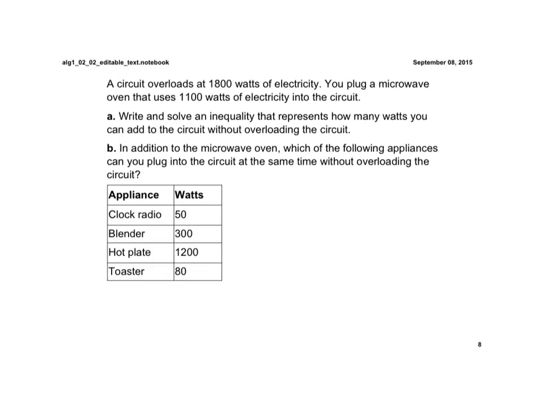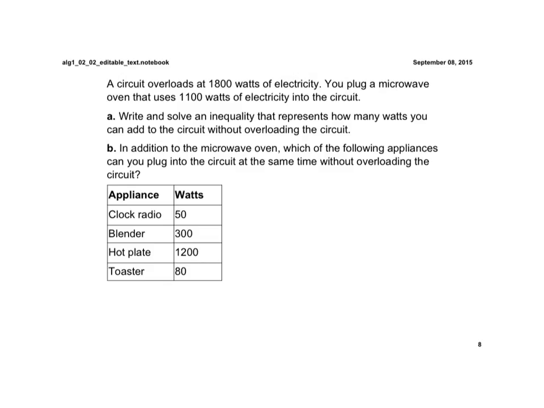All right, and then this last one is just a word problem. A circuit overloads at 1800 watts of electricity. You plug a microwave oven that uses 1100 watts of electricity into the circuit. Write and solve an inequality that represents how many watts you can add to the circuit without overloading the circuit.